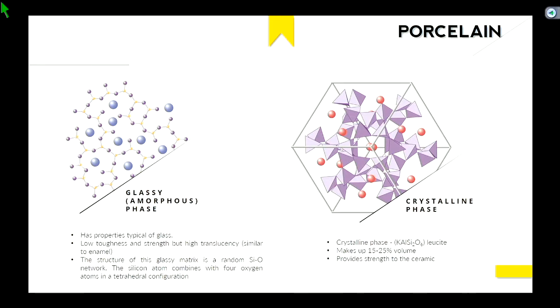So based on the formulation of the feldspathic porcelain, they generally design it so that the crystalline phase makes up about 15 to 25% of the volume of the ceramic, or the porcelain. So this is to provide strength for it. This makes sense because if you have crystals, you think of something that's very orderly, and something that's orderly is going to provide some strength to it. So it's organized, orderly, crystalline provides the strength, and the glassy amorphous phase provides the aesthetics.